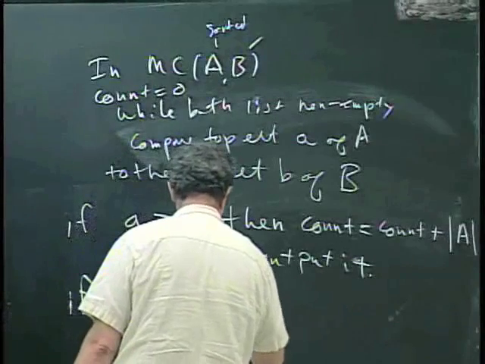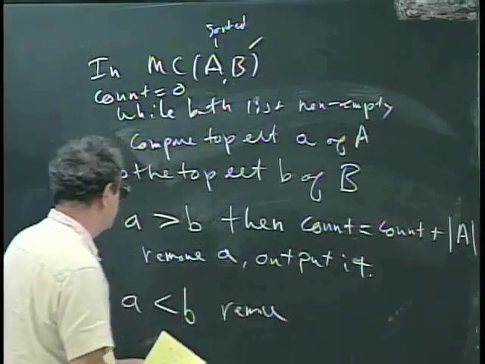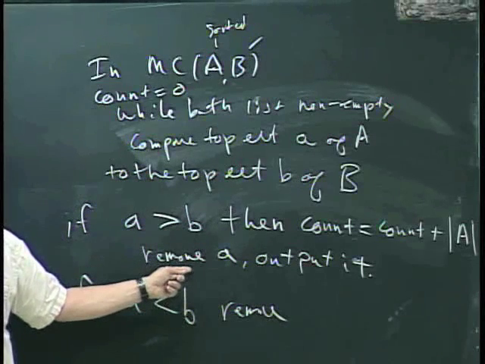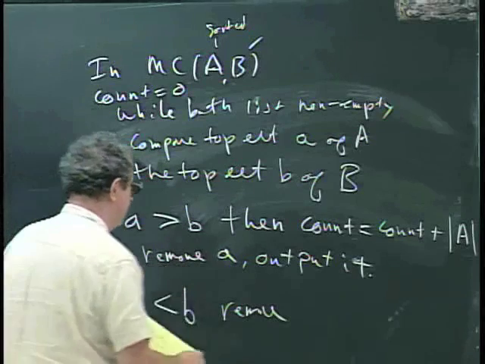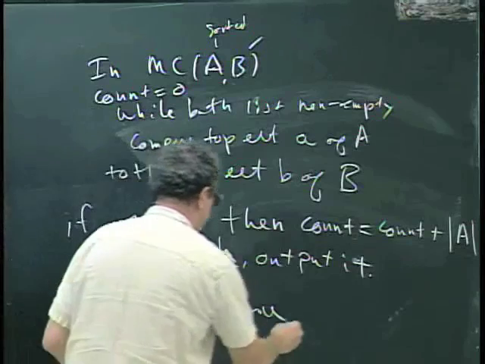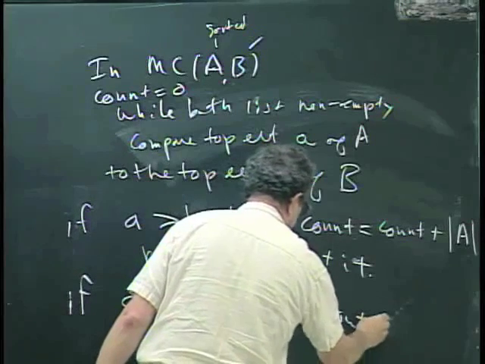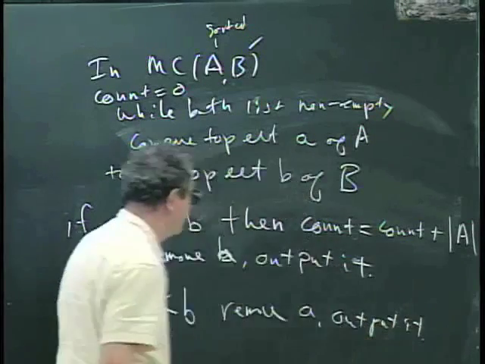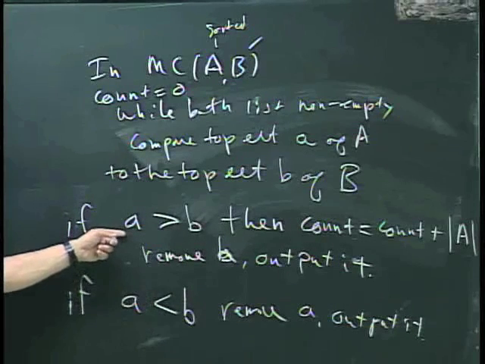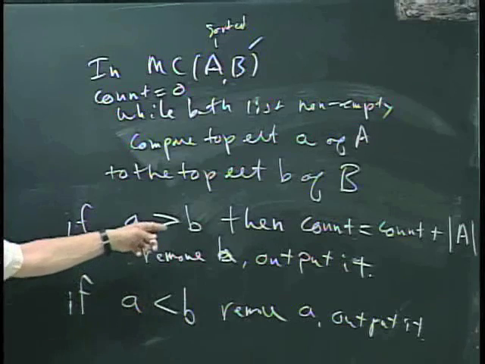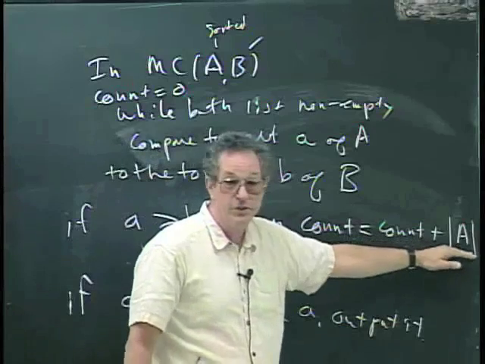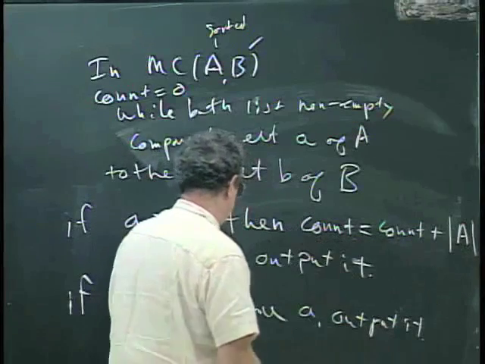So if A is less than B, then what do we do? We just remove. Wait a minute. Why didn't somebody stop me here? When A is bigger than B, what do we output? B. We should have output B. Or remove B and output it. Okay. When A is less than B, then we remove A and output it. Okay? So this is just the part of what happens in merge. This is the new part. This is saying that when you see that A is bigger than B, then you can deduce a certain number of inversions, and then you add those to the count.